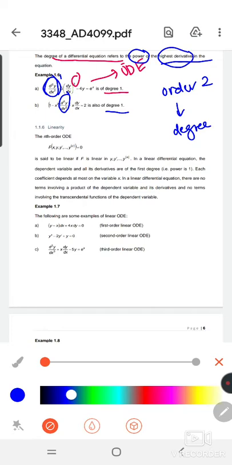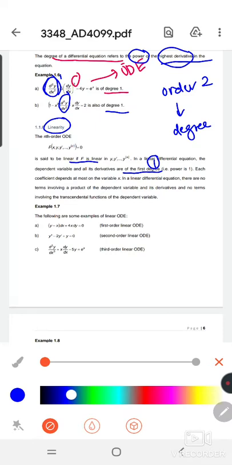Okay, next, linearity. The nth order ODE F(x, y, y', ..., y^(n)) = 0 is said to be linear if F is linear in y', ..., y^(n). In a linear differential equation, the dependent variable and all its derivatives are of the first degree, power is 1. So the first condition, if we want to determine linear or not: the dependent variable and all its derivatives are of the first degree. Semua ni kena degree 1.